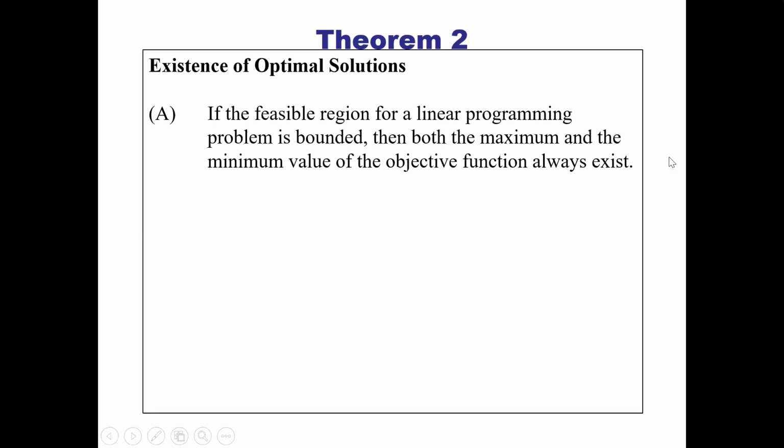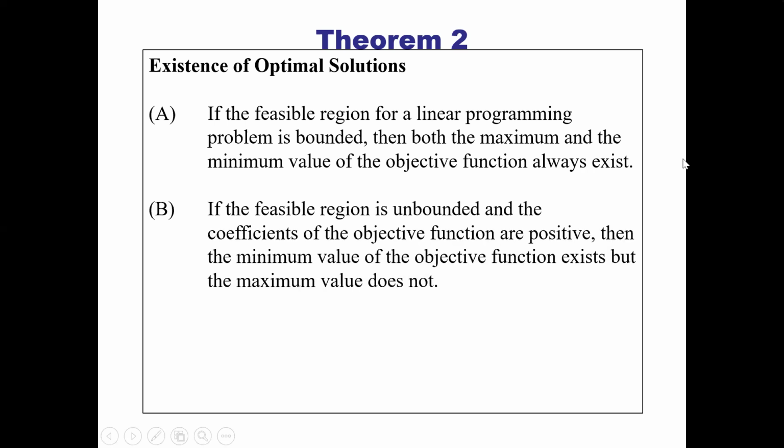Now, Theorem 2 says the existence of optimal solutions. If the feasible region for a linear programming problem is bounded, then both the maximum and the minimum value of the objective function always exist. If the feasible region is unbounded and the coefficients of the objective function are positive, then the minimum value of the objective function exists, but the maximum value does not.